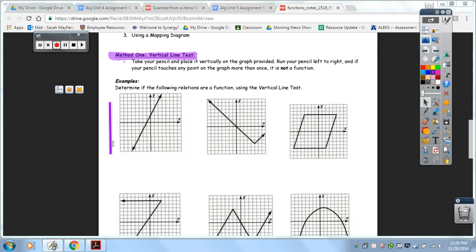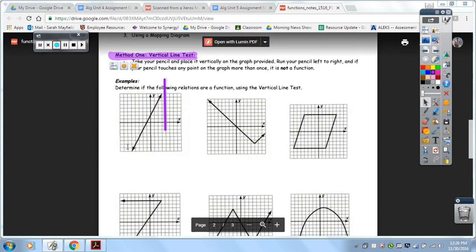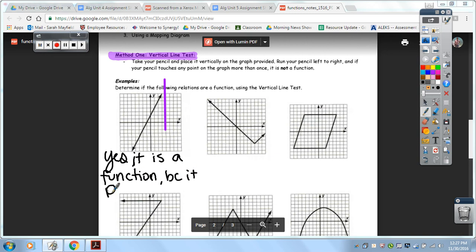Notice it's vertical. And I'm going to move this vertical line from left to right on my graph. And when I move this purple line left to right on my graph, this purple line may never touch my graph more than one spot at a time. So notice if I start at the beginning, it's touching, touching, touching, touching. It only ever touches in one spot at a time. So yes, it is a function because it passes the vertical line test.